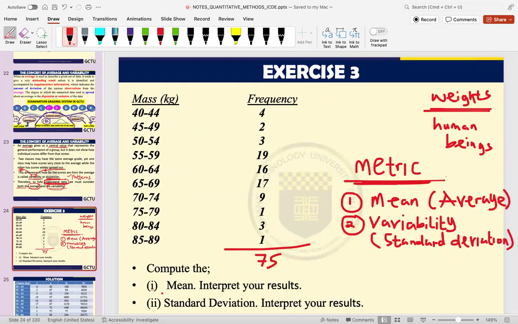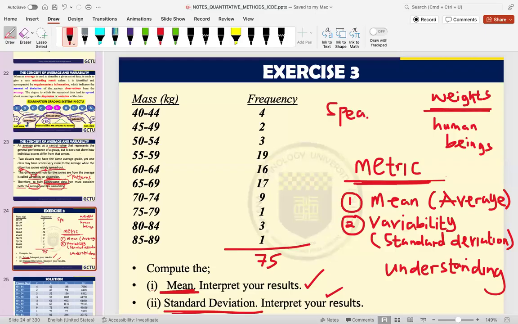First of all, find the mean or find the average, and then interpret your results. Secondly, find the standard deviation, and again, interpret your results. Interpret your results means bring your understanding about what you have done. Bring the understanding into the data, because the data, as you see it, is speaking.